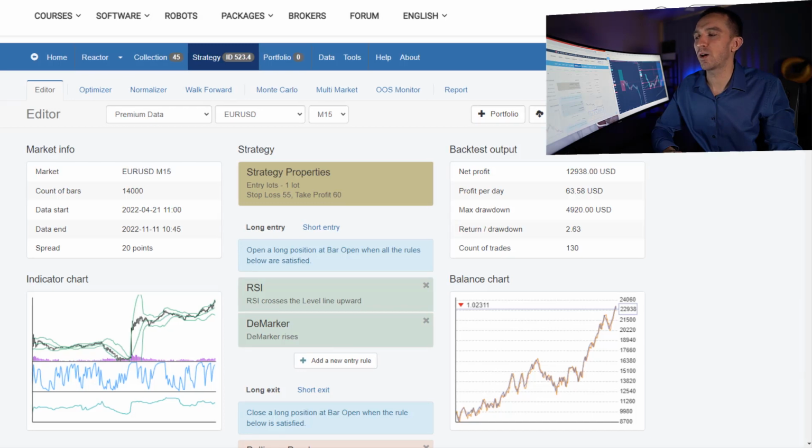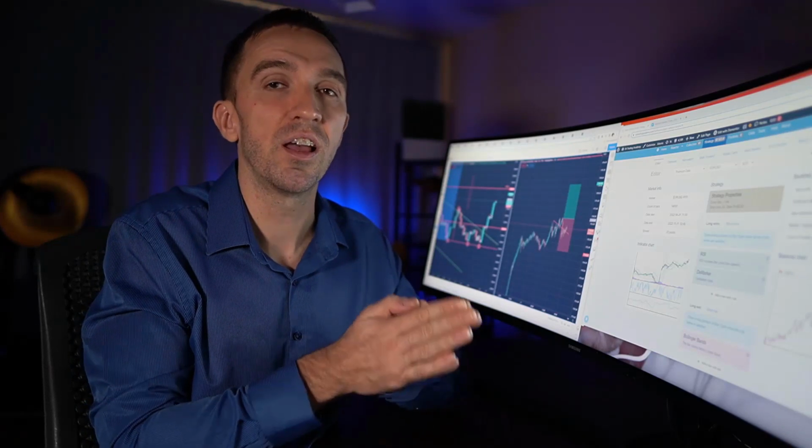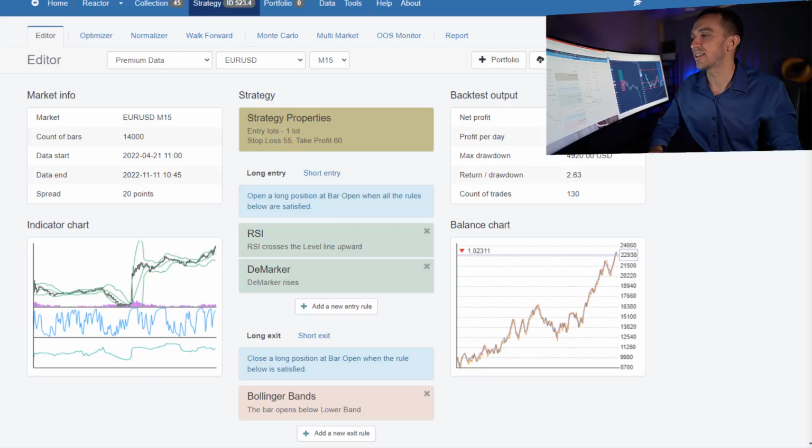This way I have better entries, and at the same time I have a smaller number of trades, which means that I pay less spread to the broker. However, the one that I want to share with you uses the DeMarker and the Bollinger Bands plus stop loss and take profit. So the DeMarker is a confirmation for the RSI indicator, and the Bollinger Band is our exit rule. So let's see the details.